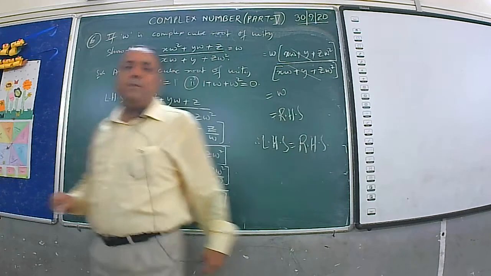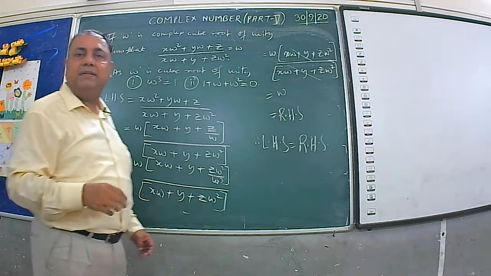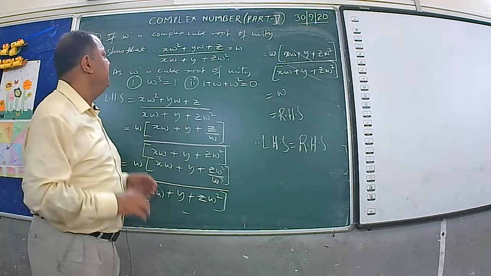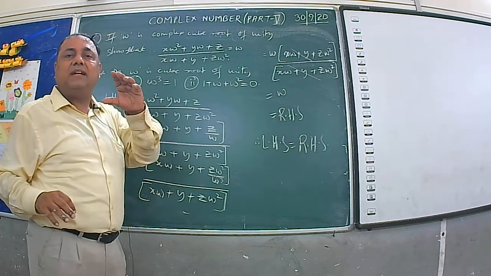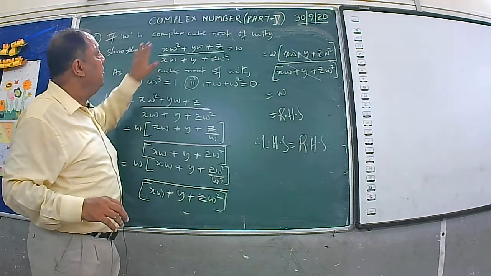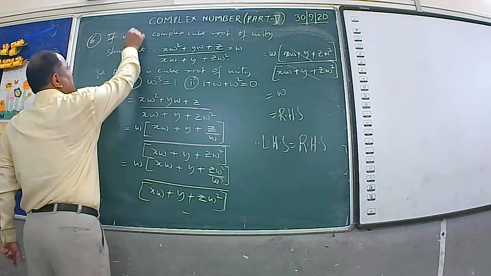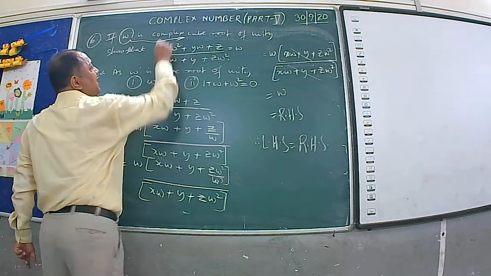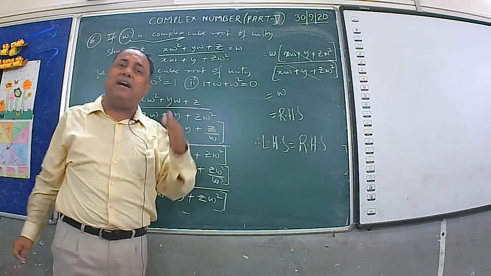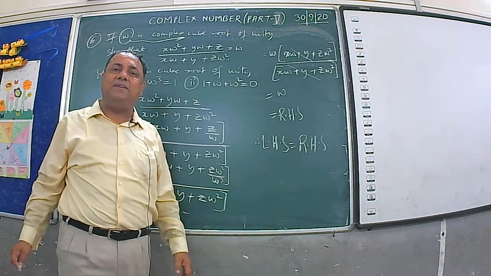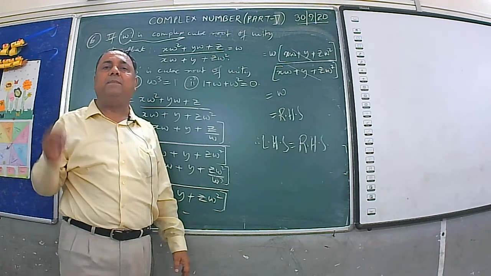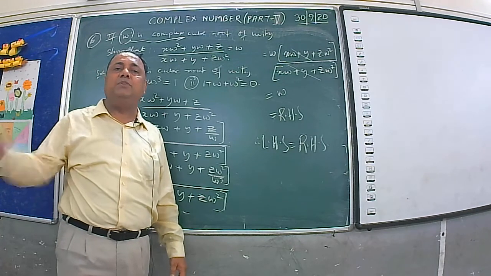There are several problems of this type in your exercise. Work out each of them. Let me just recap what I have done. This is my given problem, and omega is a complex cube root of unity. When it is a complex cube root of unity, only two conditions are available in hand: omega cube is 1, and 1 plus omega plus omega square is equal to 0.